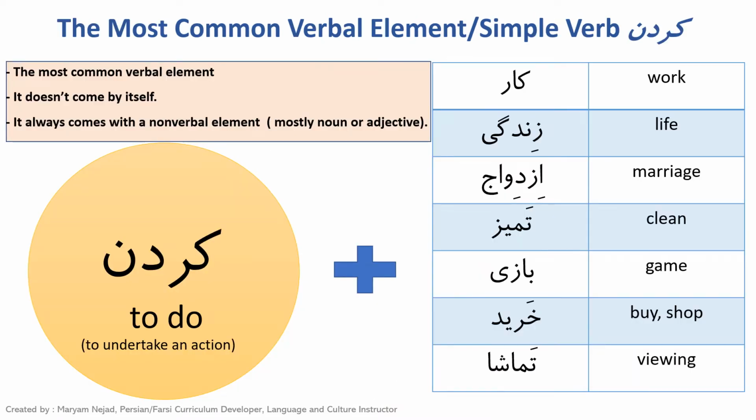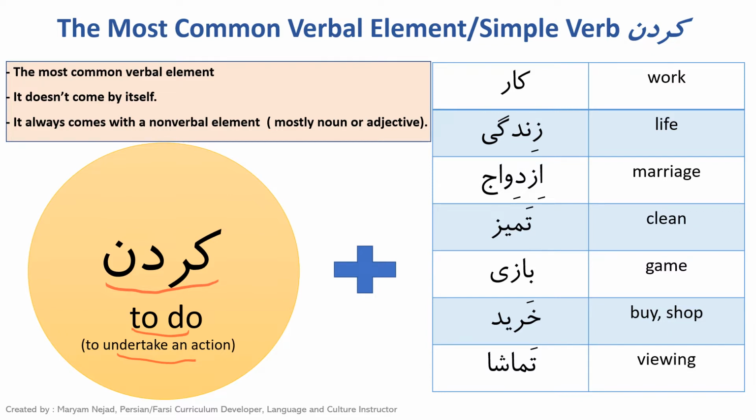Now let's go over to the most important verbal part or simple verb, which is the verb کردن. کردن means to do or to undertake an action. However, you need to know that کردن doesn't come by itself. It always needs to come with a non-verbal element, which is usually a noun. Let's take a look at a few examples.